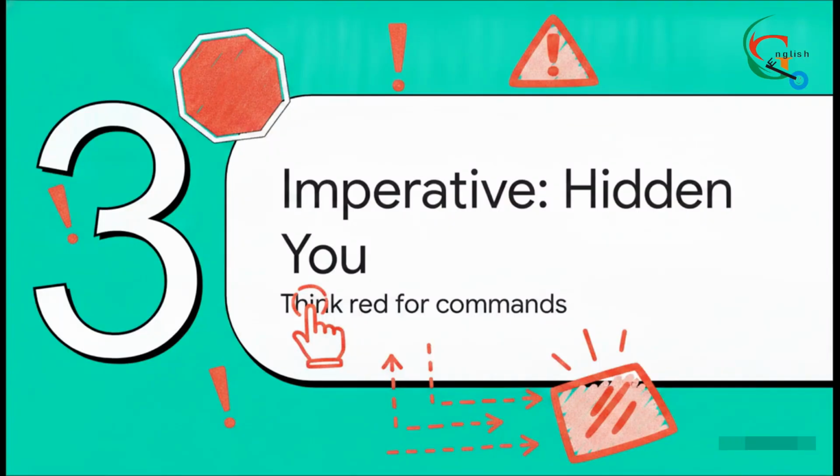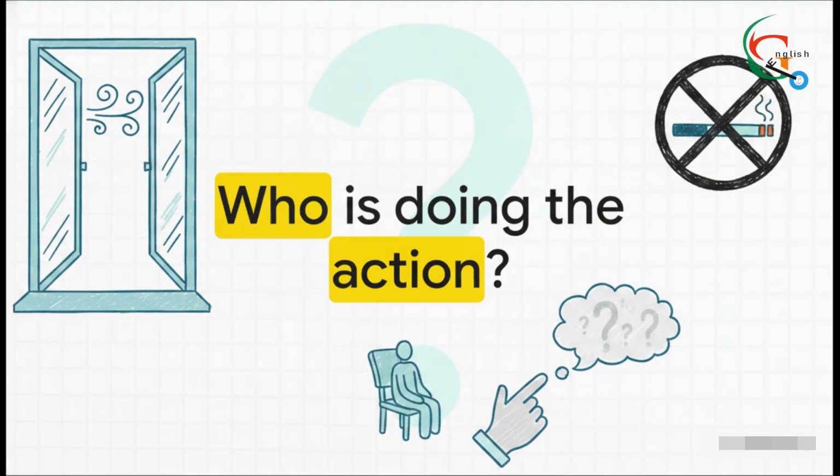Section 3. Imperative, the hidden you. Now let's tag this next one with the color red. When you encounter sentences like "open the window," or "please sit down," or "don't smoke here," the key question you should be asking yourself is, who is doing the action? Let's take "open the window." Who is actually opening it? Notice how the sentence doesn't explicitly name a person at all? It just jumps right in with the verb.